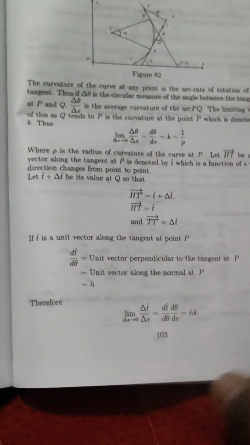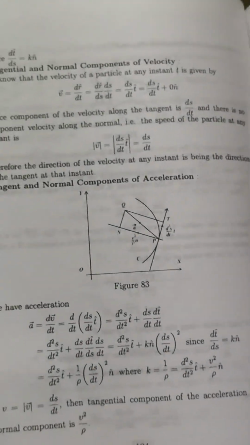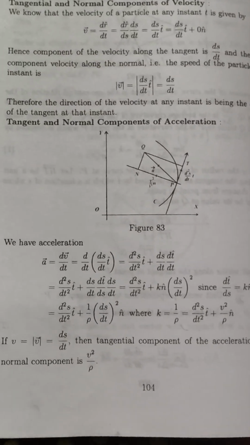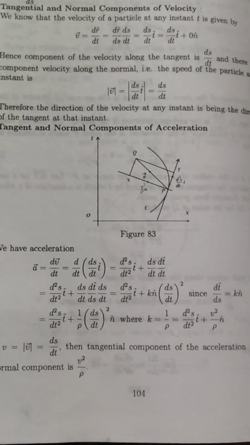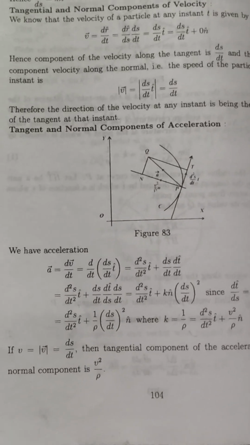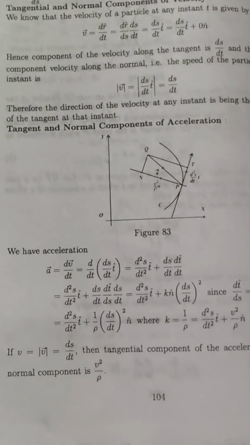Now we can take another bit, that is curvature and principal normal, which is similar to the previous bit. Now we can take the next bit, tangent and normal components of acceleration. So we can see this diagram, and we have the acceleration. Rate of change of velocity is called acceleration. So we can write a is equal to dv by dt.